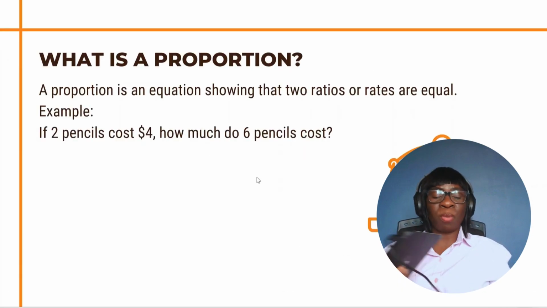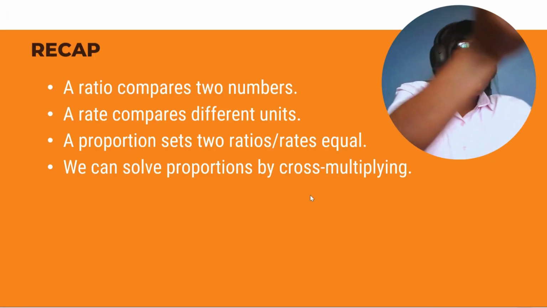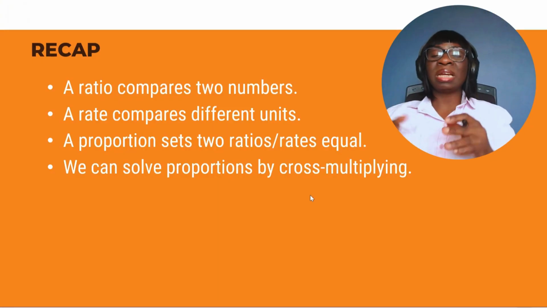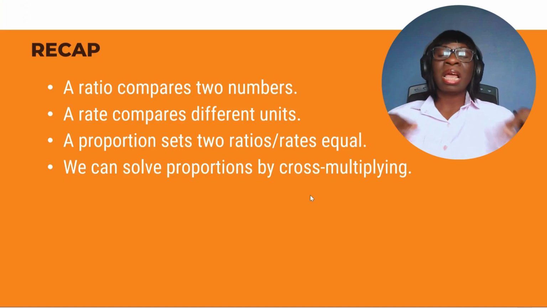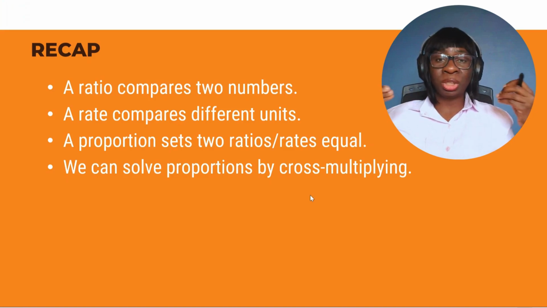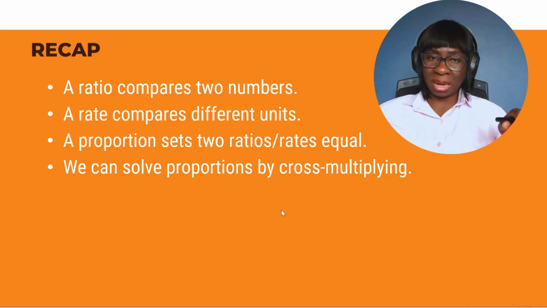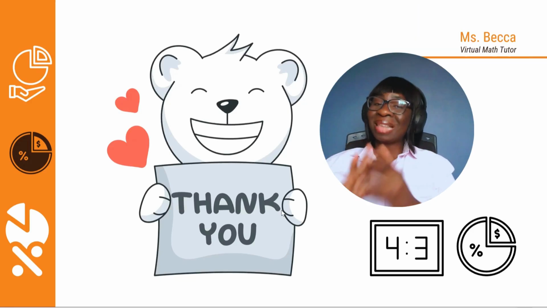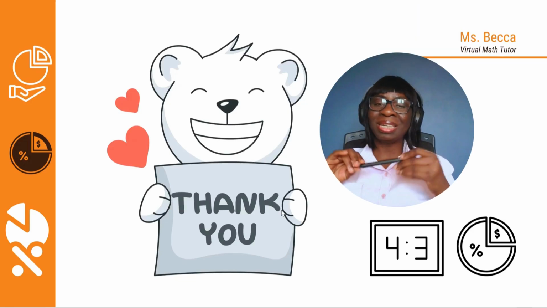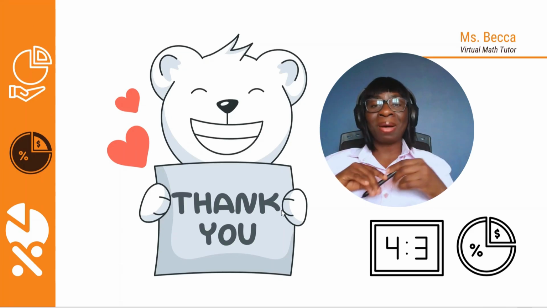So that is proportion. Proportion is an equation that is showing that two ratios or rates are equal. So what are the things that we did in this class? We said a ratio compares two numbers, a rate compares different units, a proportion sets two ratios to be equal, and then we solve proportion by cross multiplying. We cross multiply to simplify and solve proportion. So thank you for your participation in this class. Once again, I am Miss Becca, the virtual math tutor.